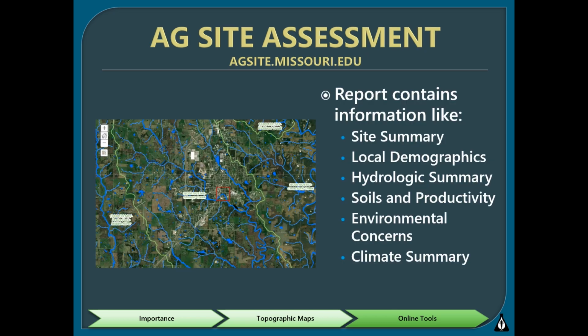It pulls back information like a summary of the site location. It'll pull up local demographics and the hydrologic summary. So this is what watershed or multiple watersheds your site could be located in. Every watershed has a number associated with it, and if you click on the link to that number, it will pull up a PDF of a map of the entire watershed that the site is located in. So that's a very convenient way to figure out the watershed that you're in and a map associated with it.